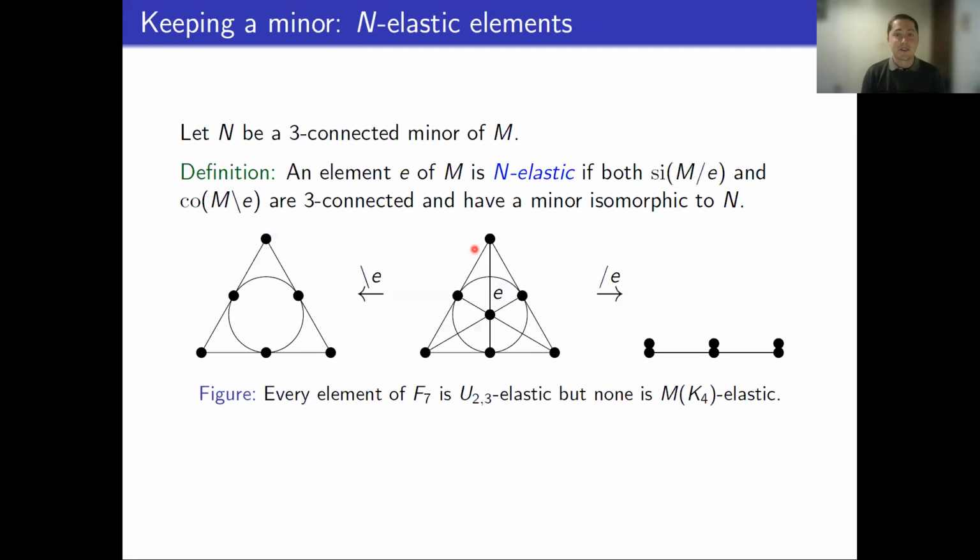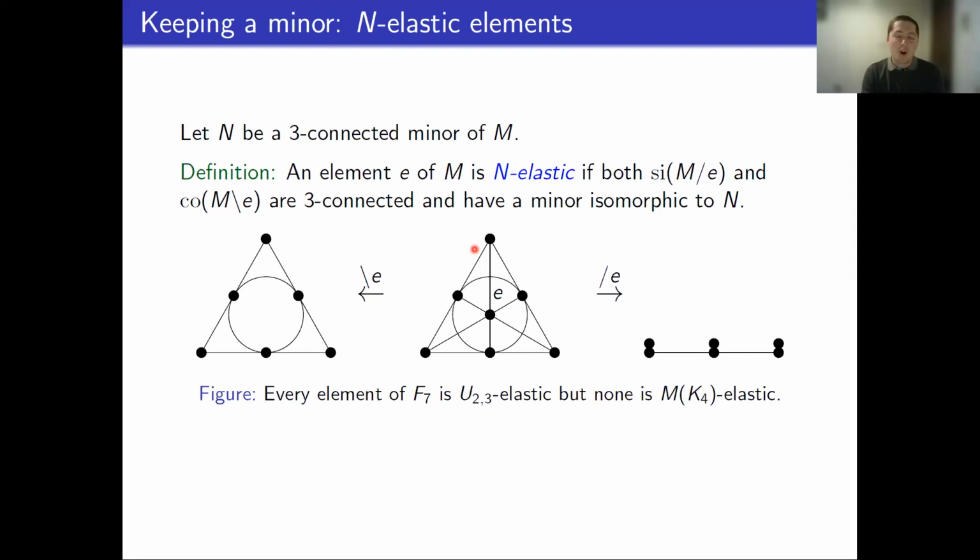If N is a 3-connected minor of M, we want to keep it. So we call an element e N-elastic if both the simplification of M contract e and the co-simplification of M delete e are 3-connected and have a minor isomorphic to N. The empty matroid being N is kind of the plain elastic case. So this is what it is to be N-elastic. For F7, every element is U2,3-elastic, because the simplification of its contraction and its deletion both have U2,3 as a minor and are 3-connected.